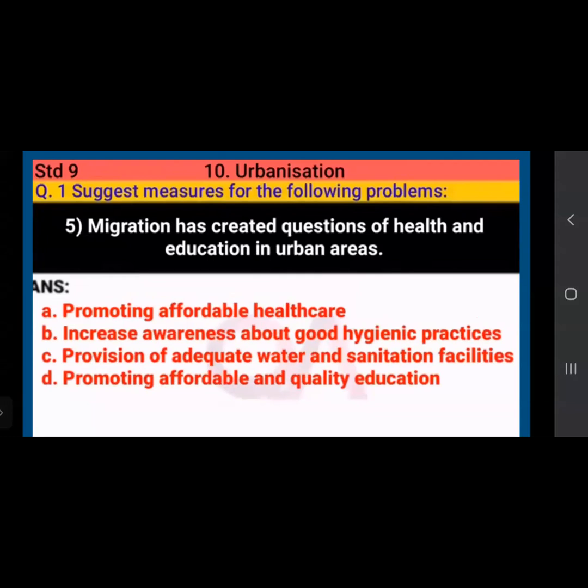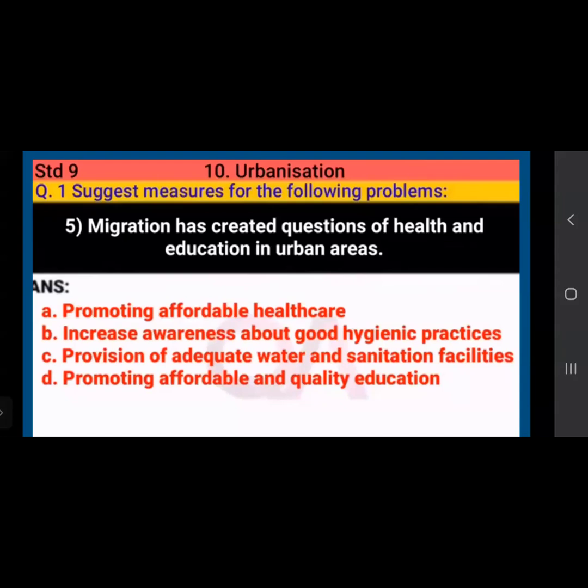Next, migration has created questions of health and education in urban areas. So because of migration, health and education issues are created in urban areas. Then promoting affordable healthcare. Affordable healthcare should be promoted to them. Increase awareness about good hygiene practices. Public awareness should be created of good hygiene.